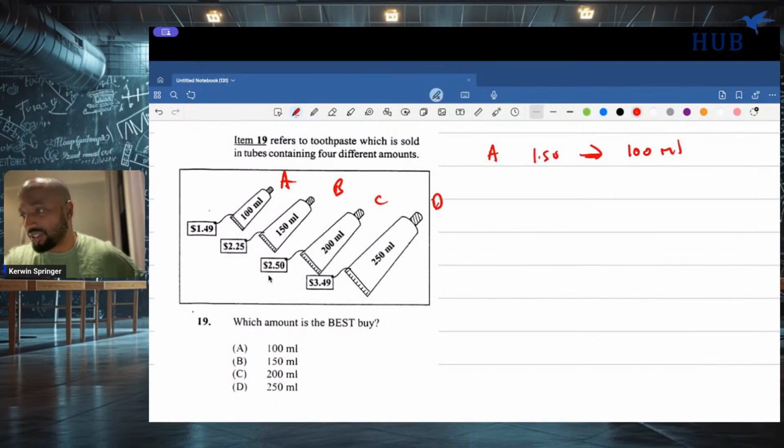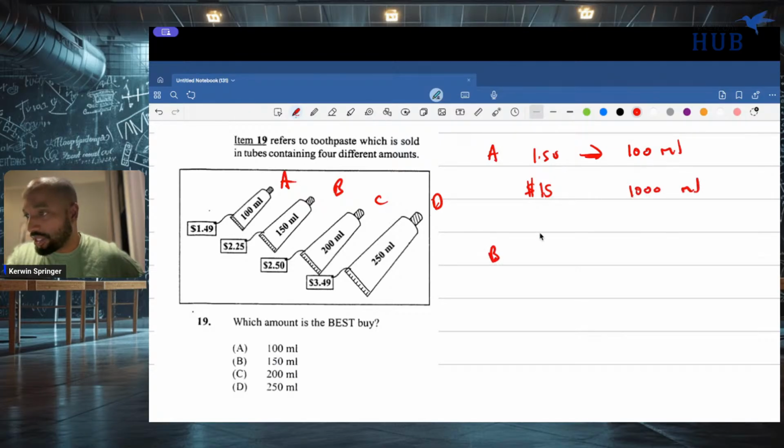Let me see, is 15 good? Yeah, 15 might be good for you. So if I had $15, I will multiply by 10 and I'll get 1,000 milliliters.